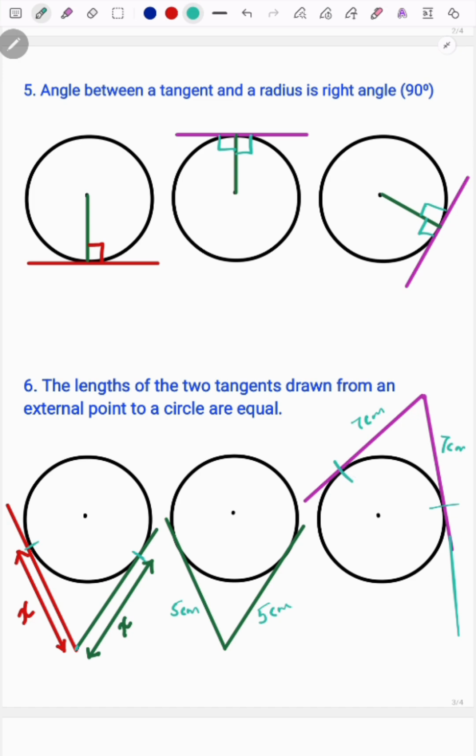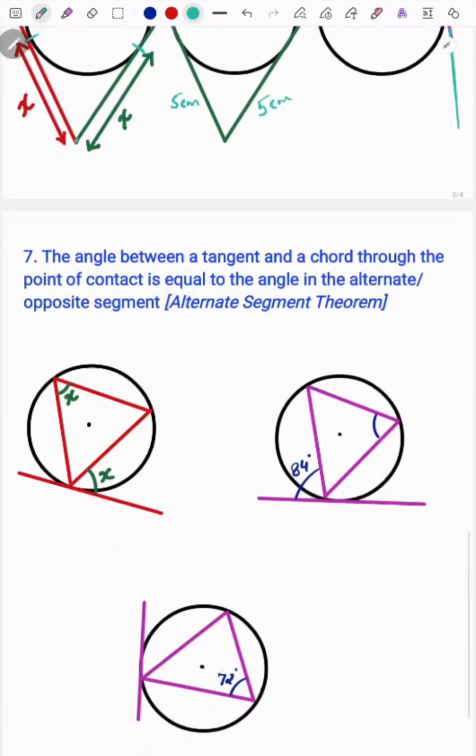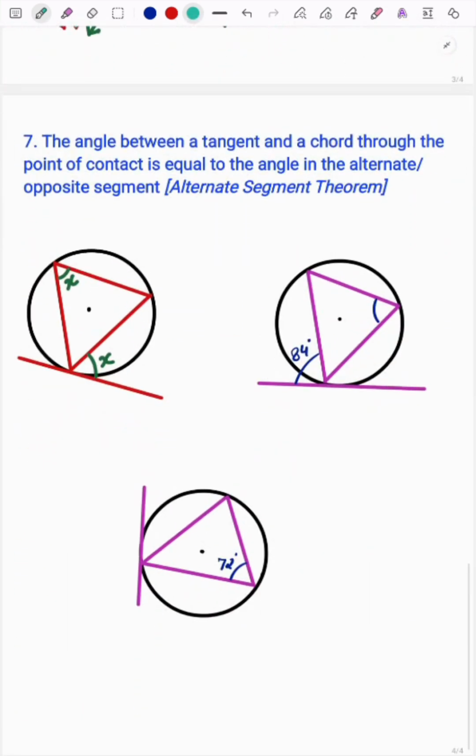Even if you make it longer, that doesn't make any difference because we consider it only till this point. Then the last theorem is the alternate segment theorem. The angle between a tangent and a chord through the point of contact is equal to the angle in the alternate or opposite segment. Look at it. Here if it is x, exactly opposite to this chord there is an angle. This angle is the same as this. If I write this angle as y, exactly opposite to this chord, this angle will be y.